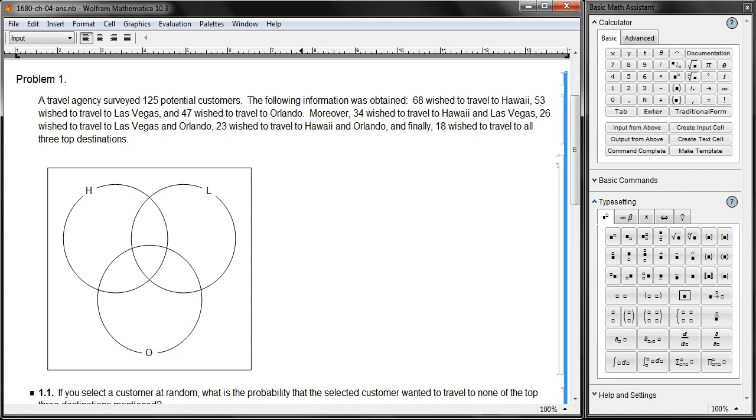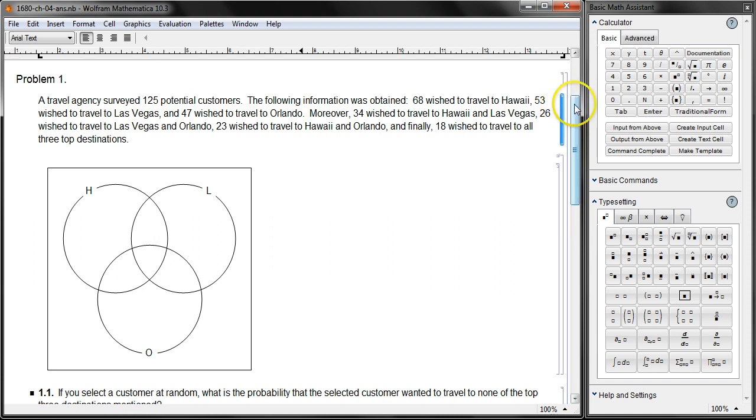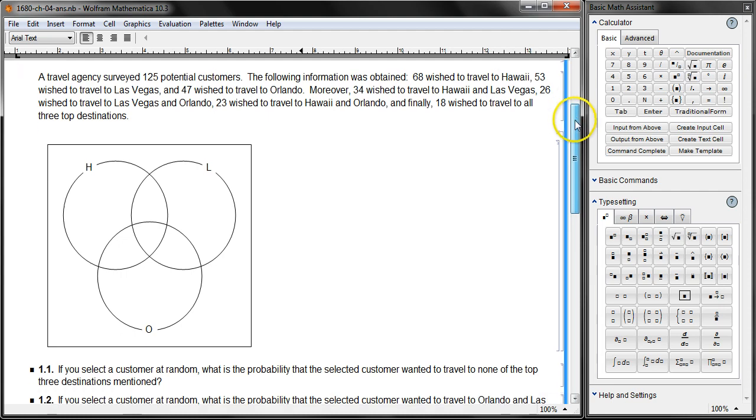Moreover, 34 wish to travel to Hawaii and Las Vegas, 26 wish to travel to Las Vegas and Orlando, 23 wish to travel to Hawaii and Orlando, and finally, 18 wish to travel to all three top destinations. And there may be some people who listed some other location, not those top three, and those people will go outside. Now, here are some problem sets associated to this.